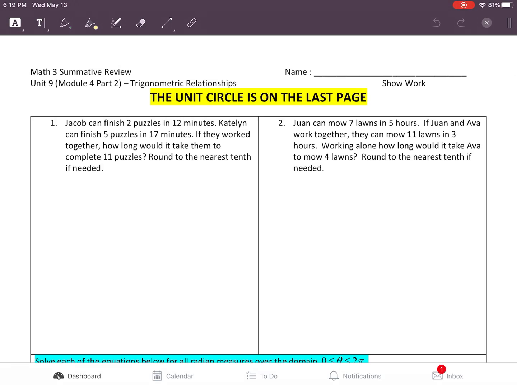So here is the review for the last summative, which is on Friday. Some of these questions are review questions that were on previous tests and previous units, and some are from the new unit. The first two are from previous units.